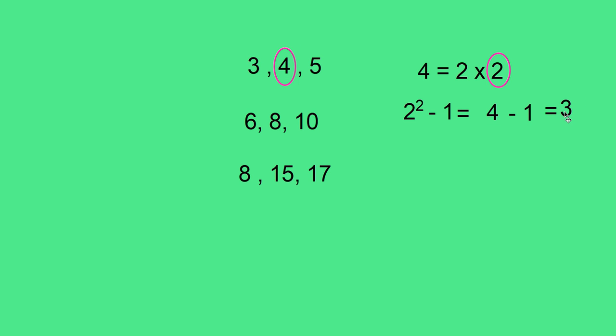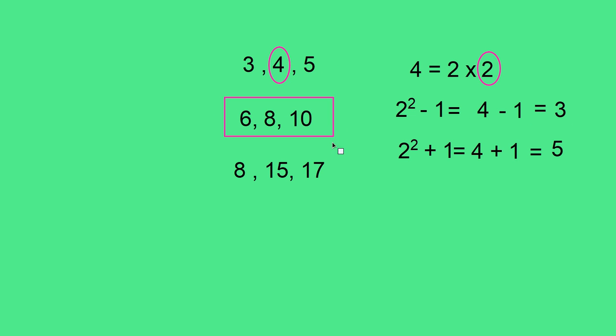Now how will you get 5? Again you take 2 square is equal to 4. Now you add plus 1 to both sides. What will you get? Here 4 plus 1 you will get as 5. This is the 5 you are getting here. So you have to add 1 to the square of 2 and subtract 1 from the square of 2.